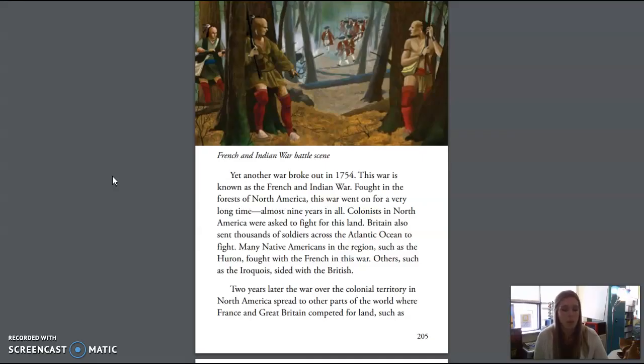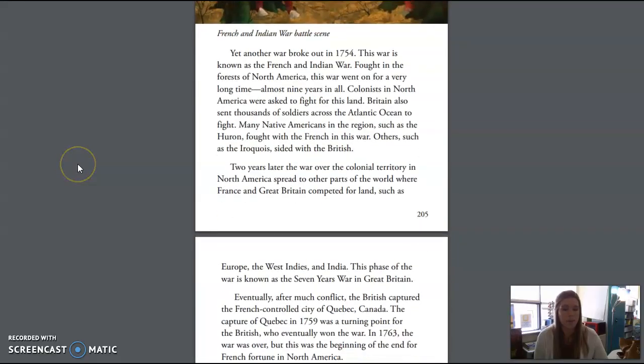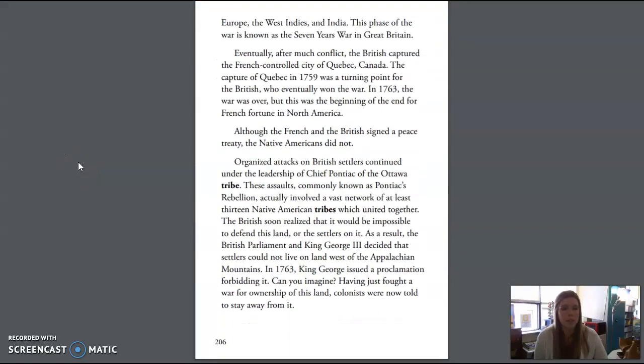2 years later, the war over the colonial territory in North America spread to other parts of the world where France and Great Britain competed for land, such as Europe, the West Indies, and India.